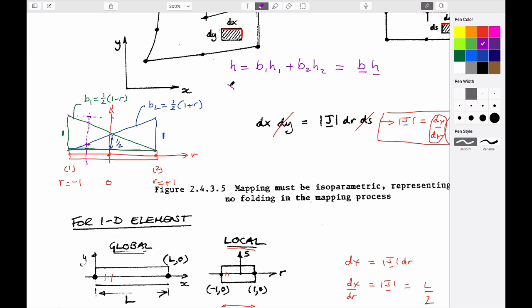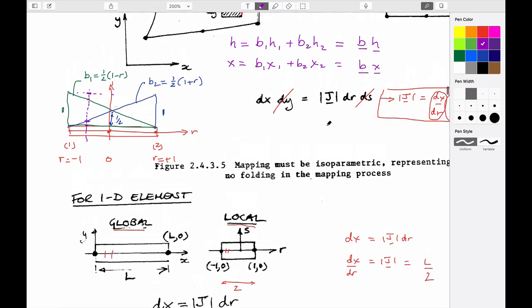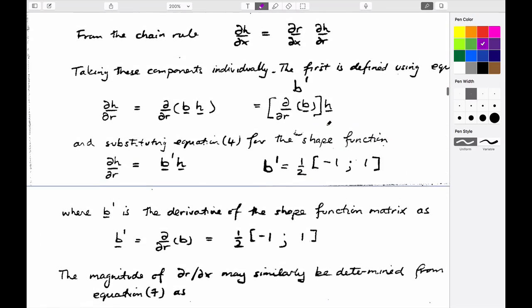Or you could also write it that the x-coordinate anywhere in the element is equal to b1 times the x-coordinate of node 1 plus b2 times the x-coordinate of node 2, which is b times x. And so this refers to the fact that we can use exactly the same shape functions to be able to map the geometry and the dependent variables across the element. So that's maybe more than we needed to do.